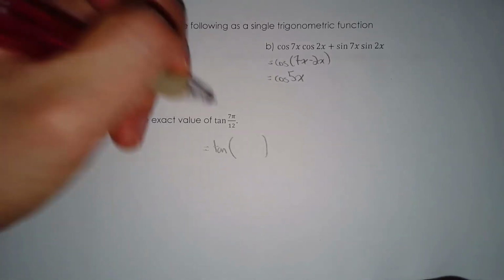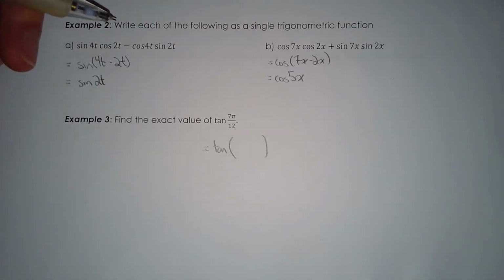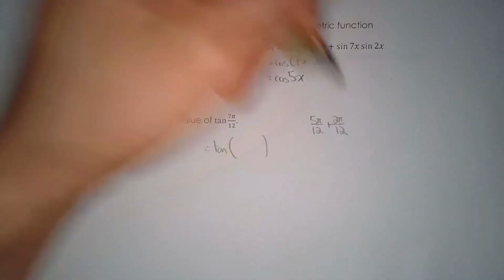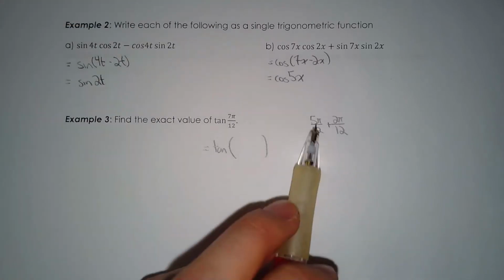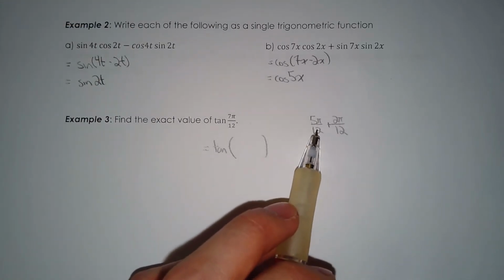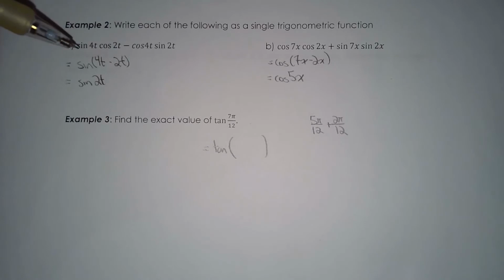The question is, how do you break apart 7 pi over 12? So I'll show you some ways to break apart 7 pi over 12 which are not a very good idea. For example, I can break apart 7 pi over 12 into 5 pi over 12 plus 2 pi over 12. This is not a good idea, okay? Because for 5 pi over 12, I can't find the exact value very quickly. I can do it, but it's not very quick. There's a much better way.